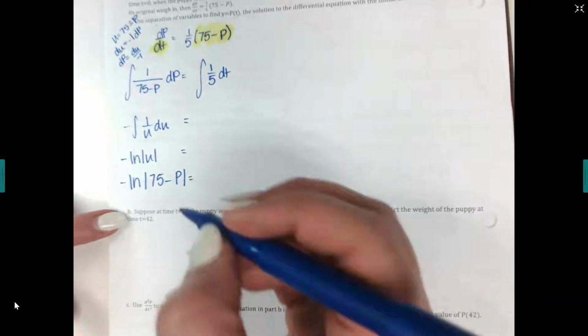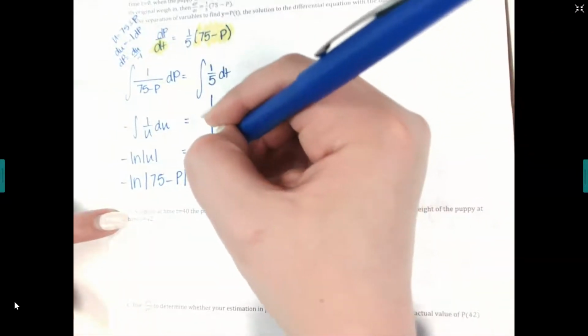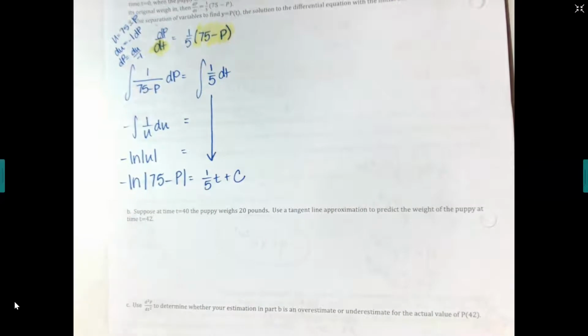Now let's do the right side. Integral of 1/5, easy. What's that? 1/5 t plus c. Now, if you don't want to rewrite that a bunch of times, just drop your little arrow to show that side stayed the same.